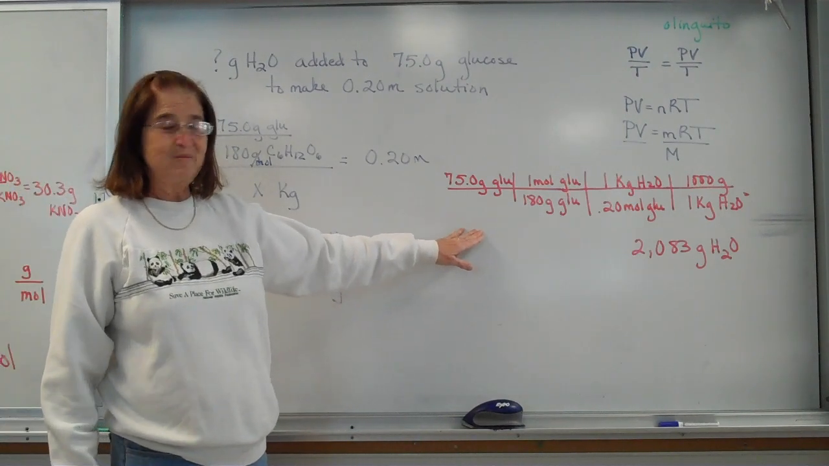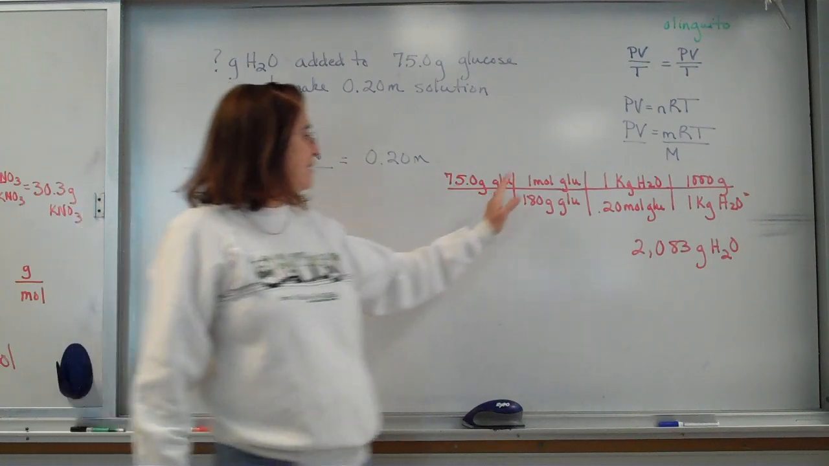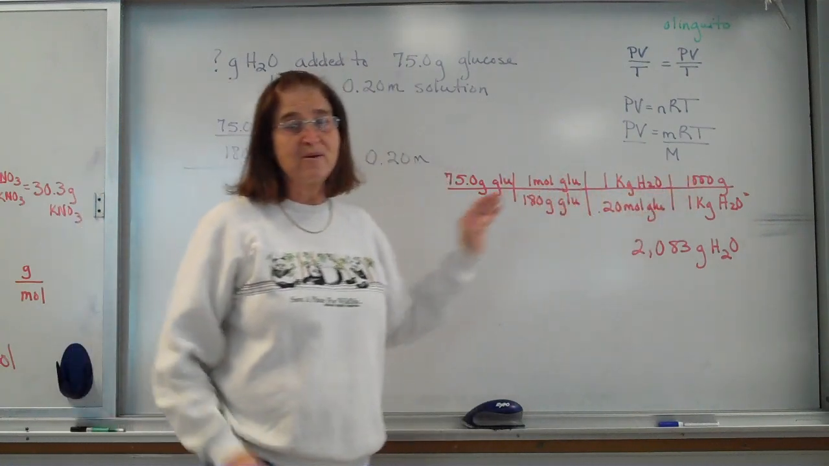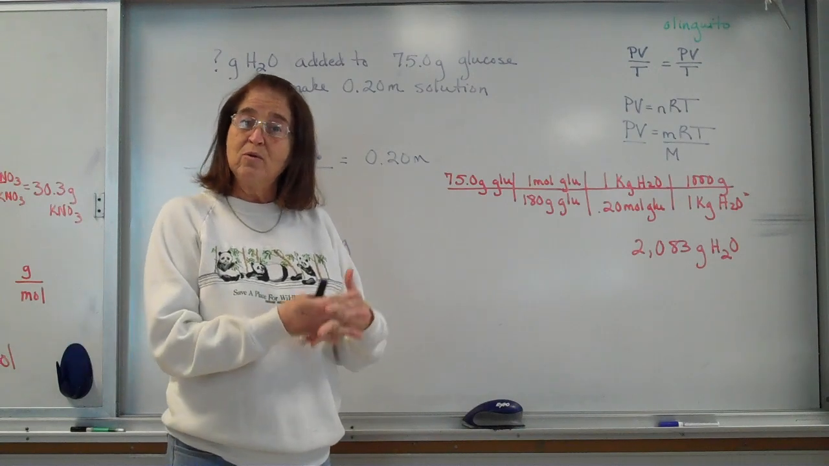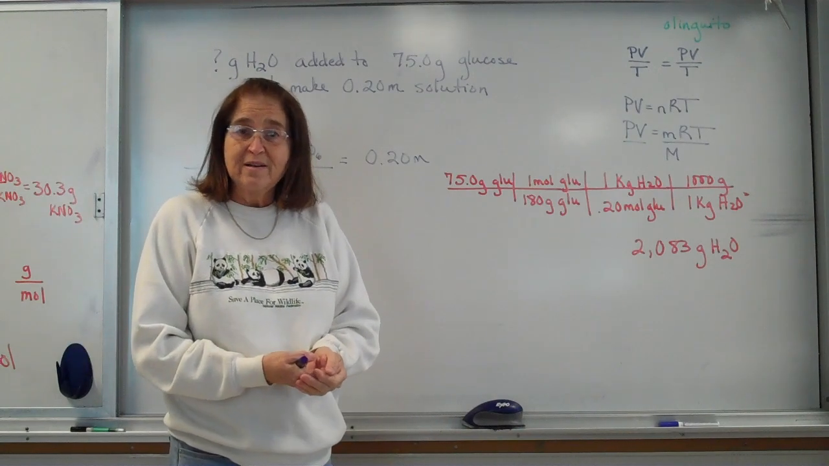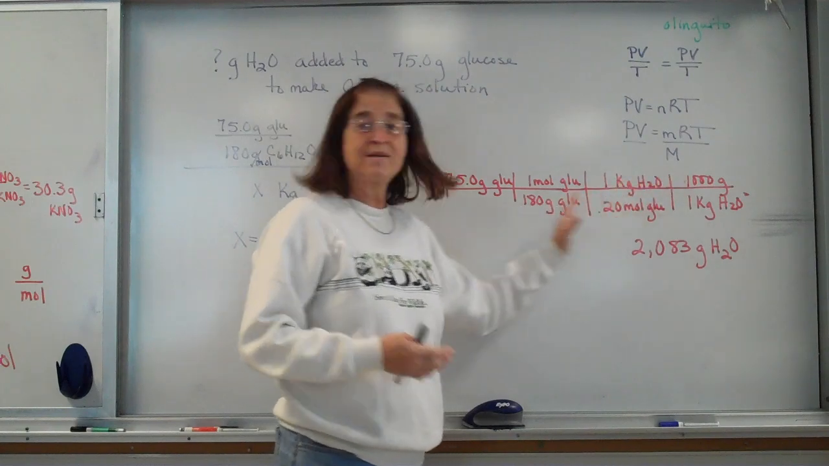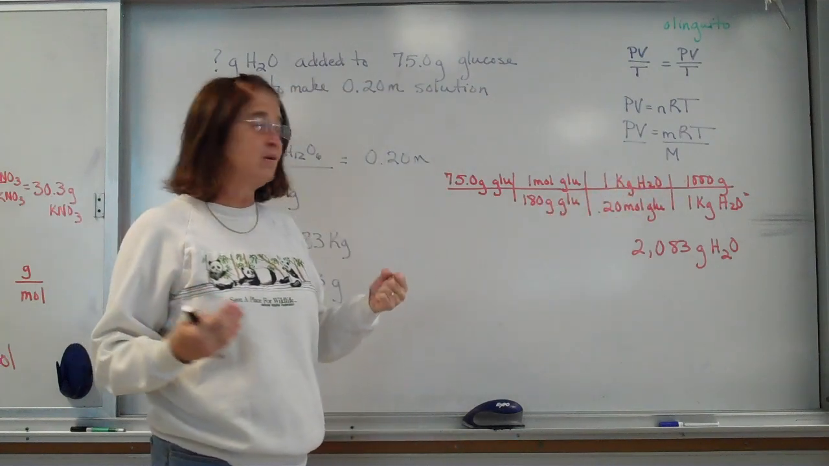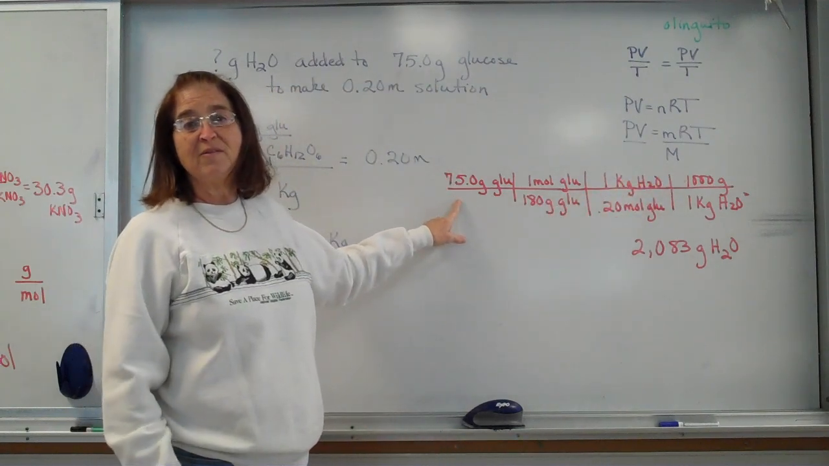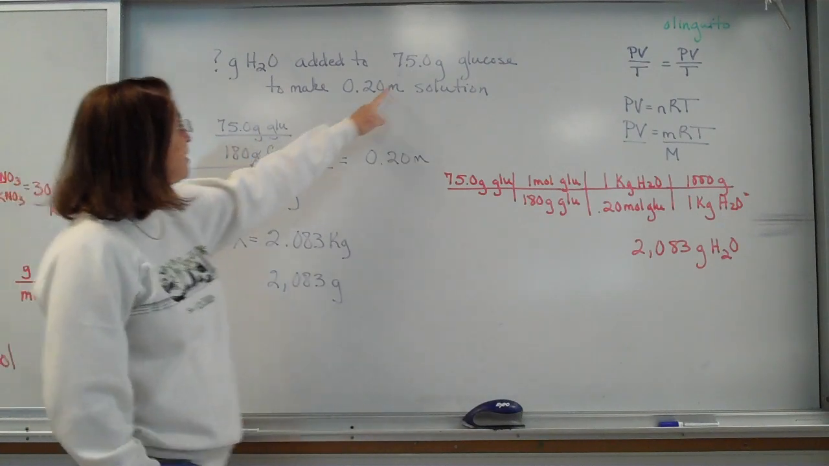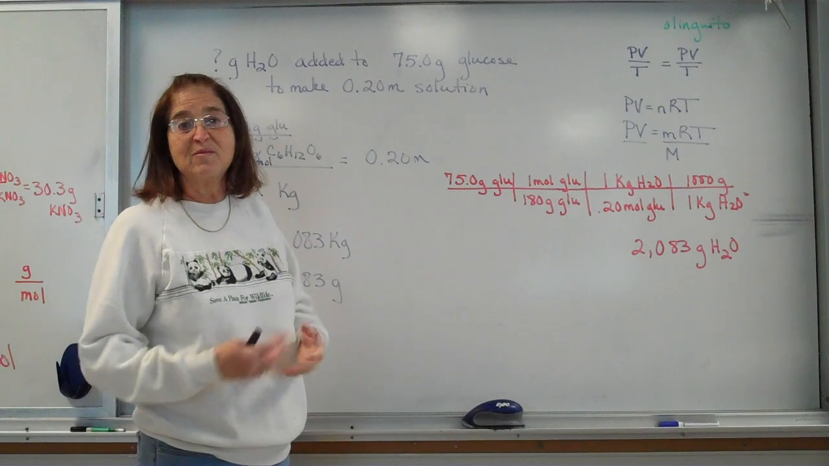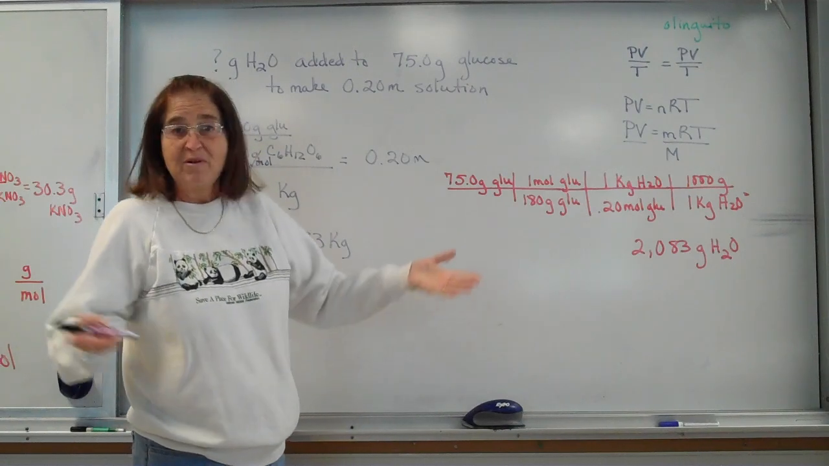How would we factor label it? Again, the order of these is not going to matter. As long as your units cancel and you get to the unit you want to wind up with, you're fine. The order of these blocks is not important. I normally think of start with a number I'm given. And in this problem, I'm given 75 grams of glucose to make my solution. Let's start there.